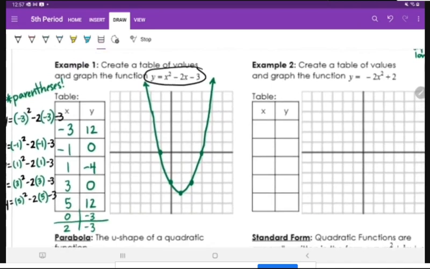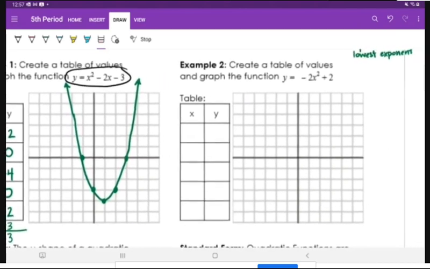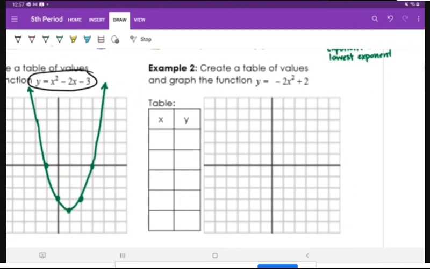What I'd like to do right now is turn your attention to example 2. We're going to do the same thing. We're going to model this other quadratic equation, and then we're going to compare the two graphs to each other. So in this new quadratic equation, we have a different function this time. This time we're dealing with -2x squared plus 2. And let's pick some x values. How about -4, -2, 0, 2, and 4? Why not?